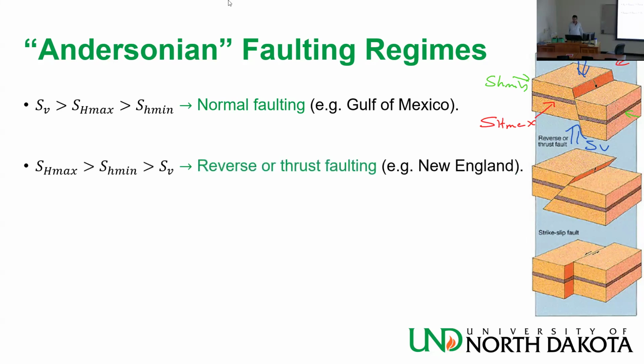What about the second permutation? That's when SH max is bigger than SH min, and SV is the smallest of all 3. As you understand now, there is no rule of the magnitude of SV relative to the other 2. There is only a rule for the magnitude of SH max in relation to SH min. But in this case, SH max bigger than SH min, which is bigger than SV, we have what we call reverse faulting or thrust faulting. This is what you encounter in areas where there are mountains, like the Himalayas, where mountains are created.